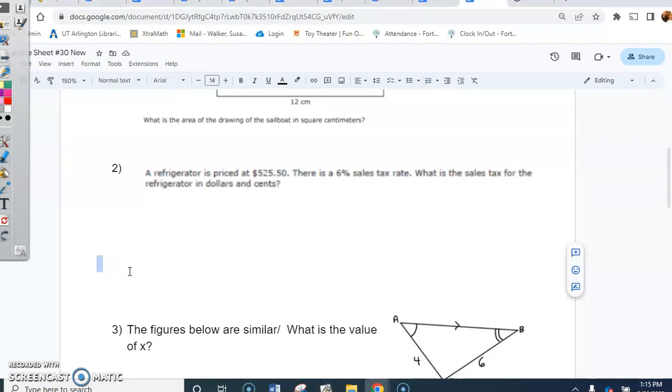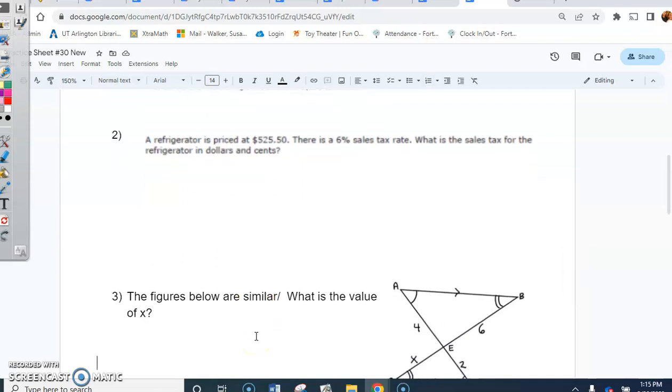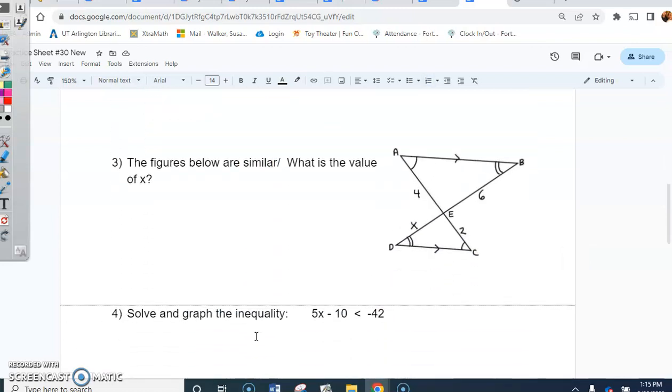Okay, so this one is what we just started learning. The figures below are similar. I'll change that to a question mark. Or a period. What is the value of x? So, when we're looking for the missing side, remember corresponding proportional sides, CPS, corresponding proportional sides. We will set up a proportion.